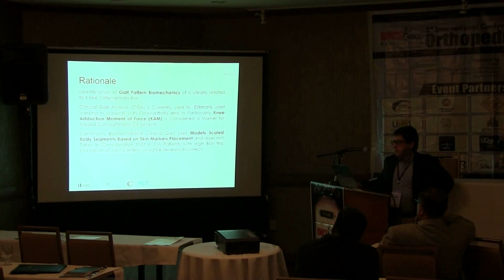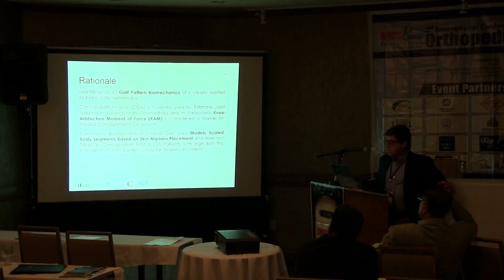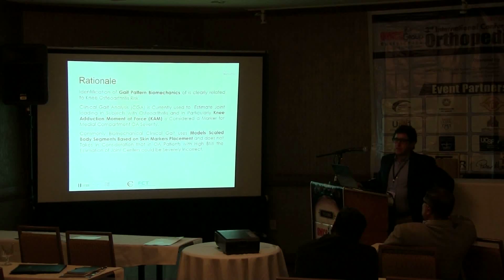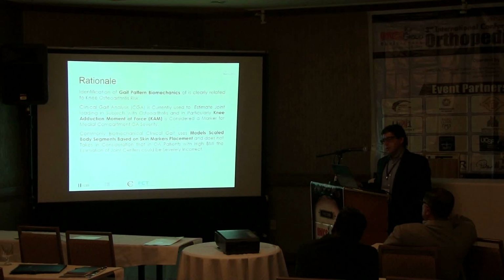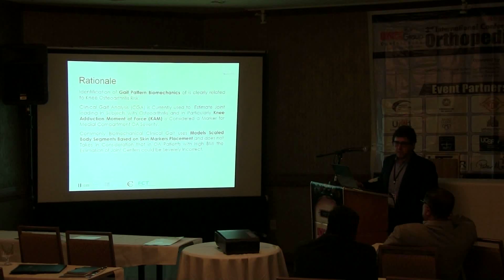Commonly, clinical gait analysis uses models that are based on body segments, where the scaling is only based on skin marker placement. So the scaling is done by external measurements, and some of the joint centers are estimated based on either cadaveric models or correlation equations.